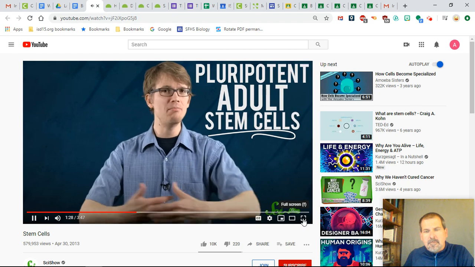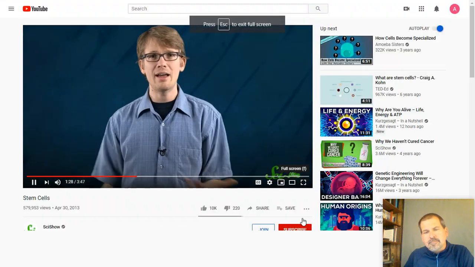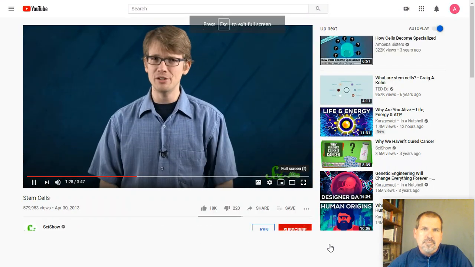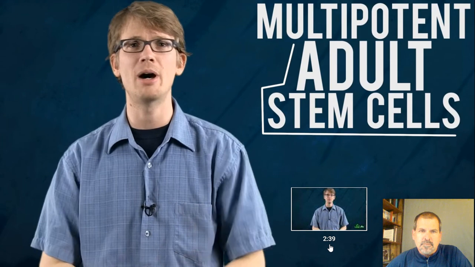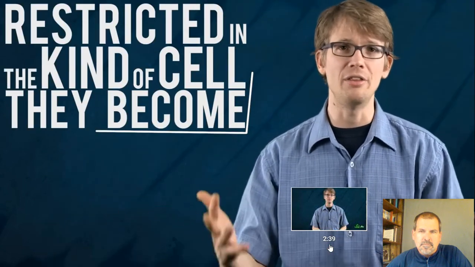Stem cells can become many different types of cells all over the body. However, they're really hard to track down because there are so few of them in each organ or tissue. There are also multipotent adult stem cells, which are more common in the body, but restricted in the kind of cell that they can become.